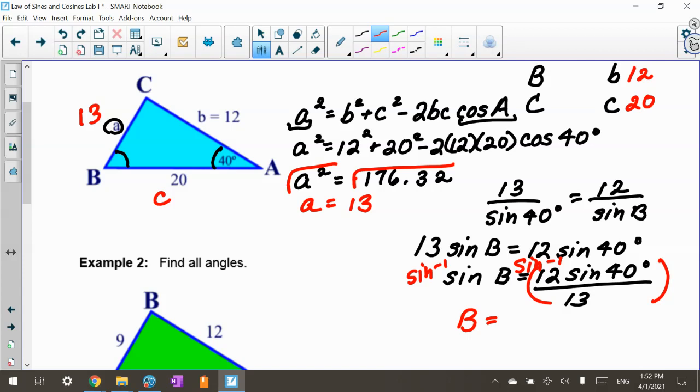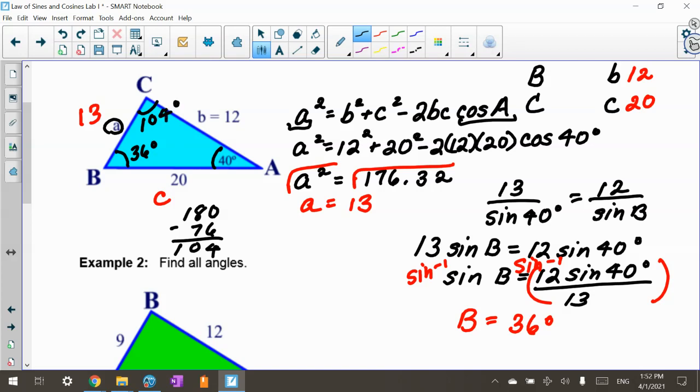I need to find angle B. And when I do that, I get 36.39. So we're going to round that to 36 degrees. So I'm going to come up here, and this is 36 degrees. Now look what I have. This is 40, this is 36. So that's 76. If I did 180 minus 76, I'm going to get 104. And that is what angle C is.